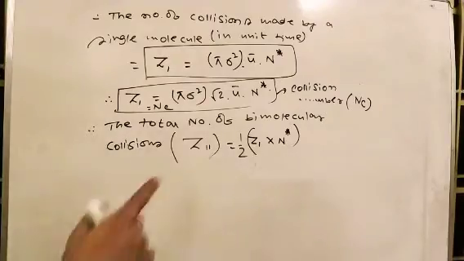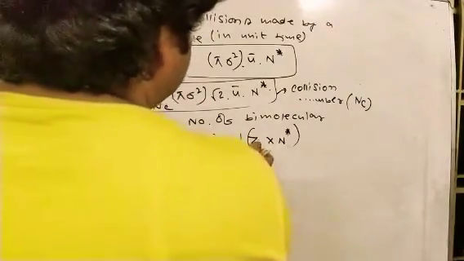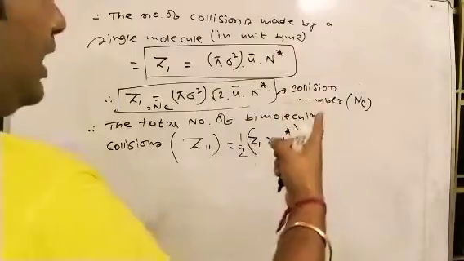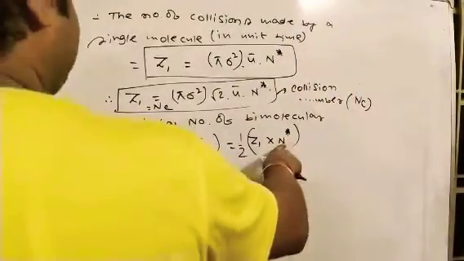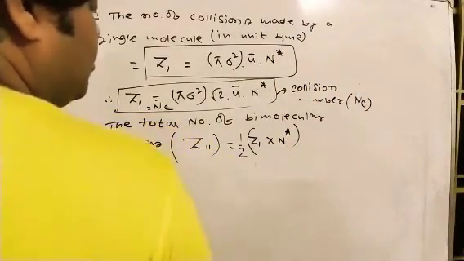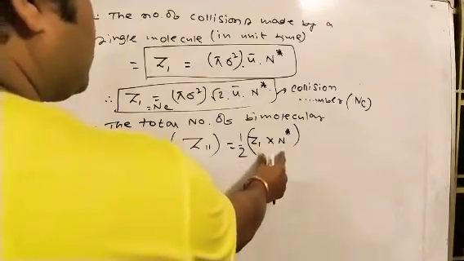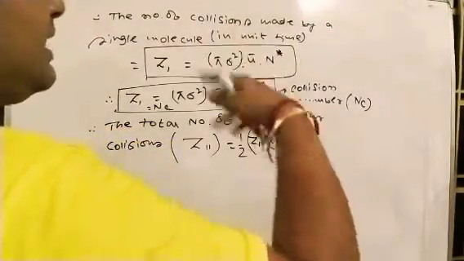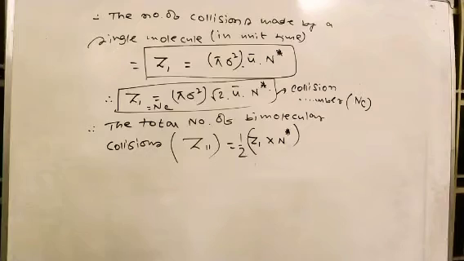For this reason I gave you that example: Z1 is basically the number of collisions taking place by one molecule. So when you multiply that by the total number of molecules in unit volume, that will give you the total number of collisions, which are getting a double count. That's why you have to divide it by 2. I hope this concept is clear to all of you.